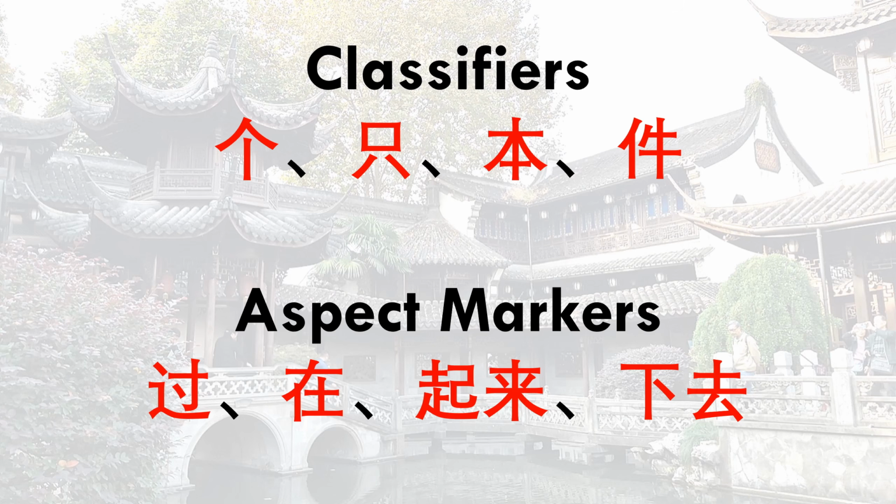So first of all, classifiers are always unstressed. 个, 只, 本, 件. I'm not going to teach grammar in this lesson, but classifiers are basically units, like a sheet of paper, and that would be 张 actually. So if you were to say 3 sheets of paper, how would you say that? Would you say 三张纸 or 三张纸? 三张纸 actually sounds a lot more natural.